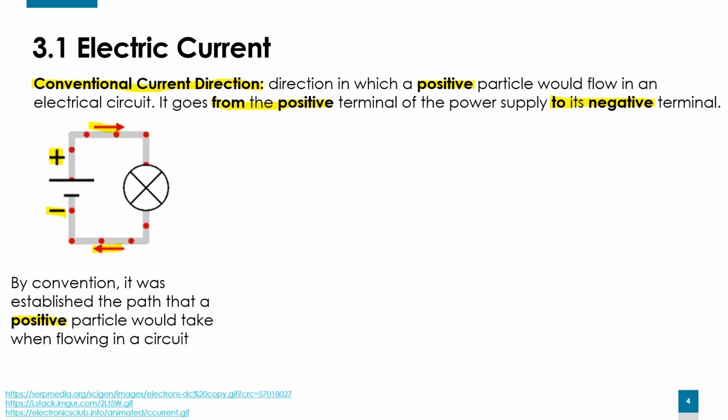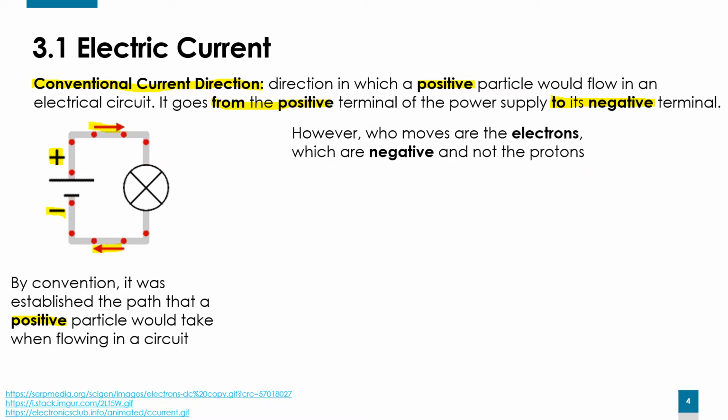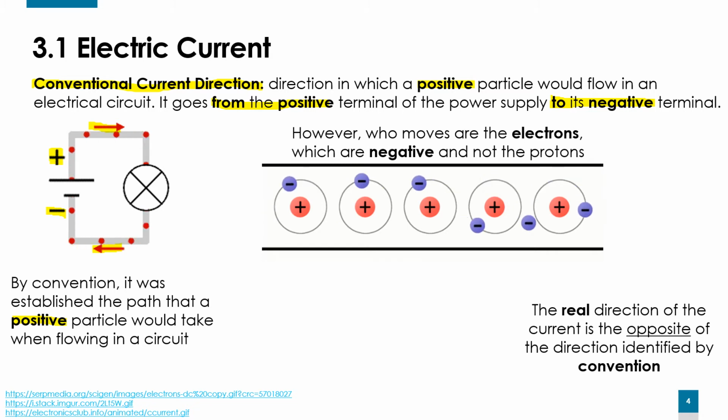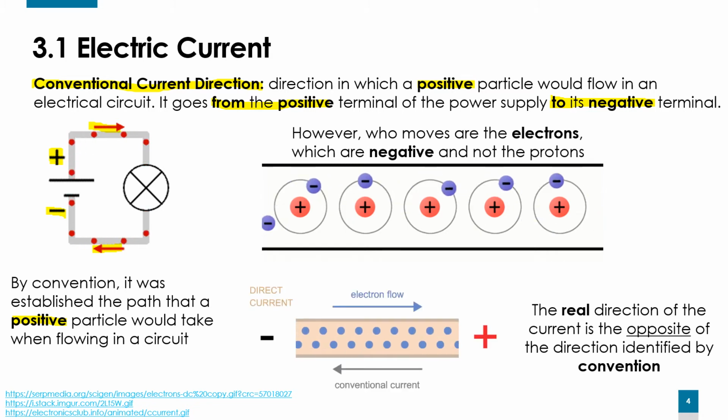We know that in this case, who is moving are the electrons, not the protons. However, who moves are the electrons, which are negative, and not the protons. So here, I'm just representing the same over there, but who is doing this movement are the electrons, not the protons, okay? Even though by convention I'm putting the representation from positive to negative, we know who is actually moving are the negative charges, the electrons, not the protons. But the real direction of the current is opposite to the direction of the convention. So here you can see that the electron flow is from negative to positive, because who is moving are the electrons.